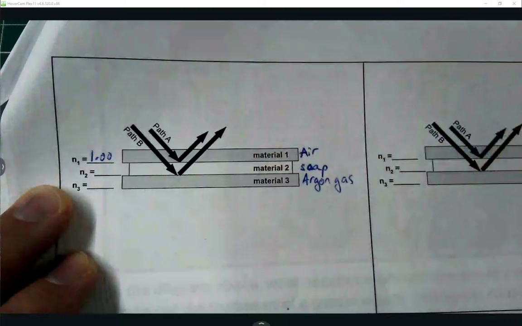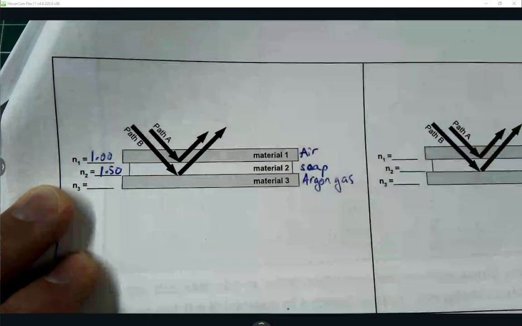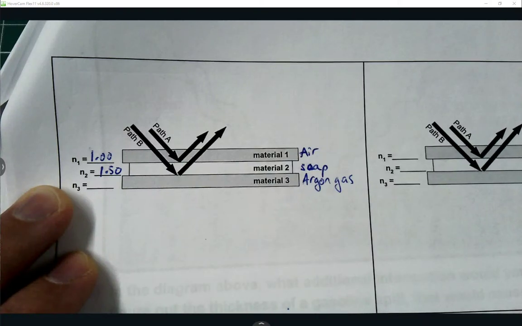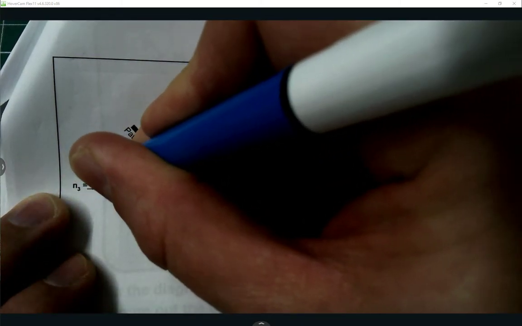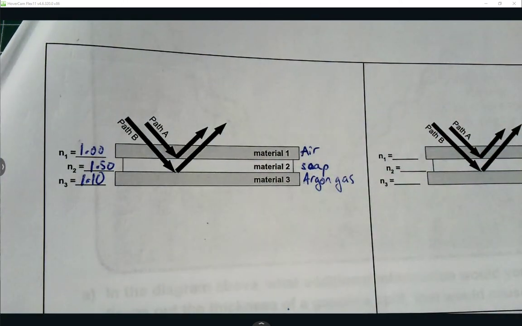Index of refraction for soap, and I know it's going to depend on the brand, but let's just say it's 1.50. By the way, I would give you the index of refraction for material for homework. It would be in the textbook. It would be a table of values. So don't try to memorize the index of refraction for soap or something like that. Okay, index of refraction for argon is 1.10. That's not brand dependent because argon is what it is.